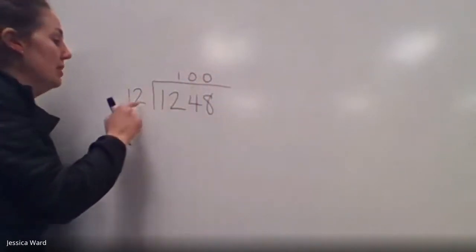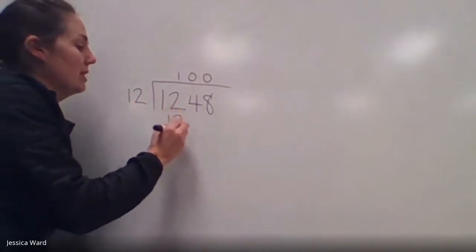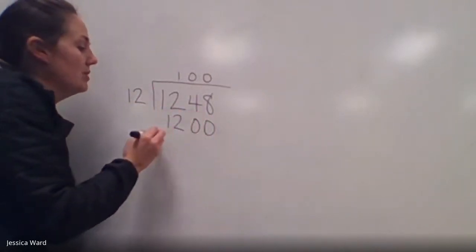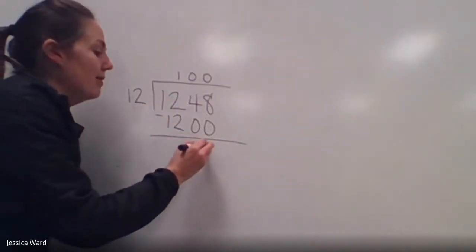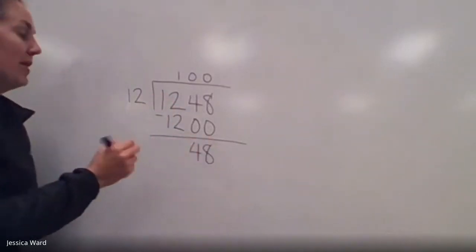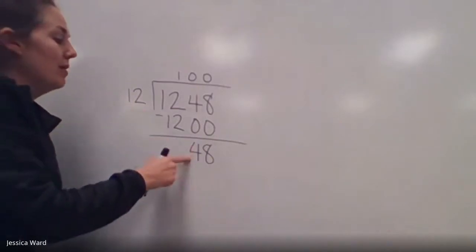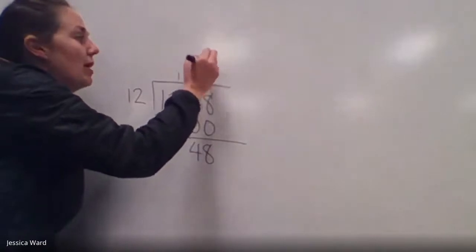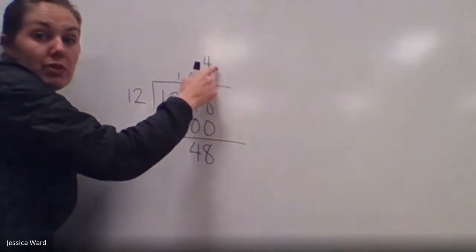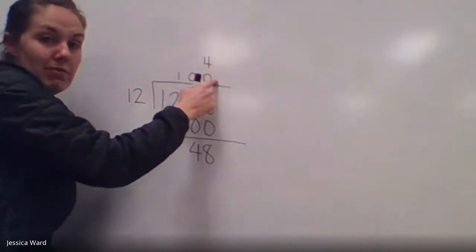So 100 times 12 is going to give me 1200. If I take it away, I get 48. Now I'm going to think about what number times 12 is going to get me 48. I know that that would be 4. I'm going to write my other quotient right above my first part of my quotient.